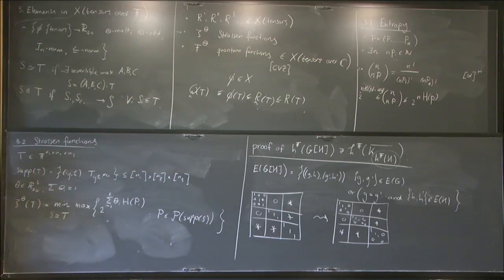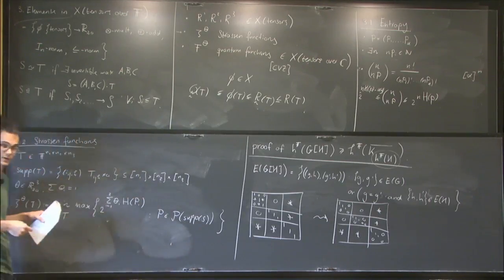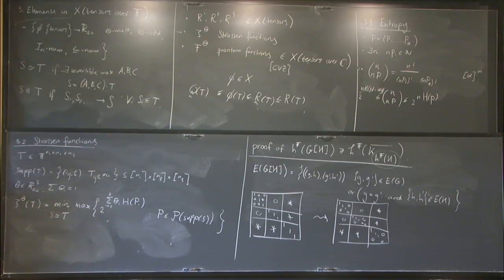Alright, so we minimize over S isomorphic to T. Then you look at the support of S. You look at the probability distributions on this support, and then you maximize this function over it. So what happens if we did it just for two matrices?